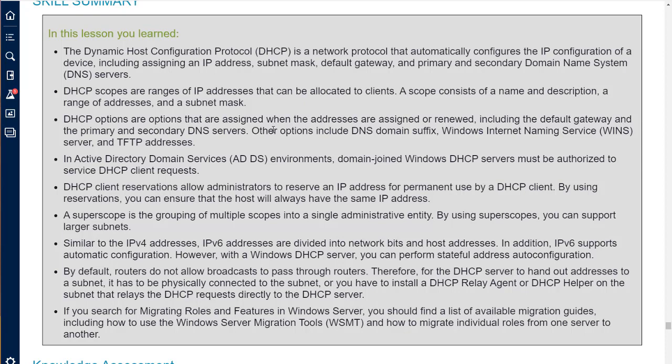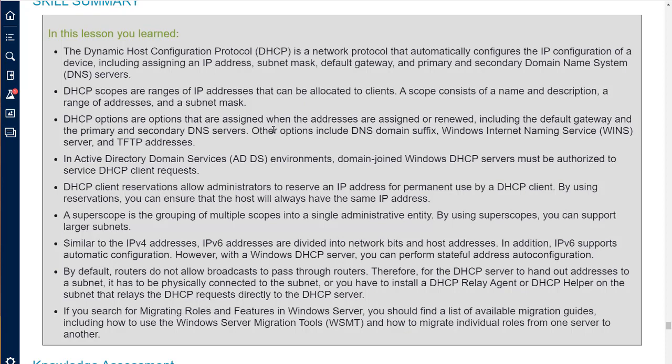In Active Directory domain service environments, domain-joined Windows DHCP servers must be authorized so that they can service DHCP client requests. Client reservations allow an administrator to reserve an IP address by associating a client's MAC address so that the IP address is assigned for permanent use by that DHCP client. By using a reservation, you can ensure that the host will always have the same IP address. A superscope is the grouping of multiple scopes into a single administrative entry. By using superscopes, you can support much larger subnets.